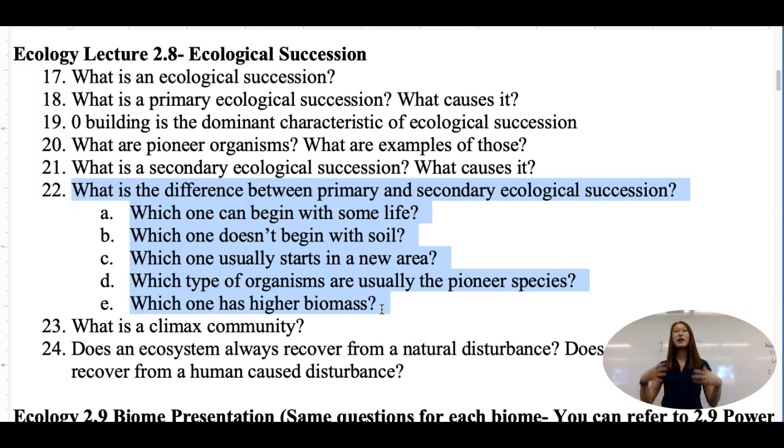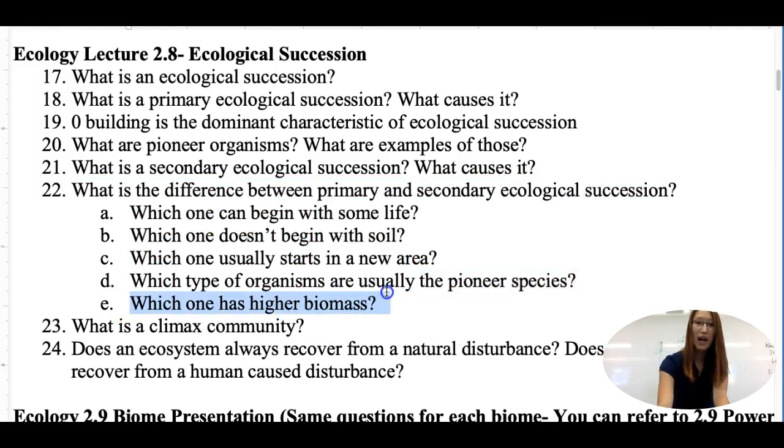And then we have the secondary ecological succession. The pioneer species could be some grass, some small shrubs, certain trees if you have the roots already in the ground and it's not dead, right? That's great. And the last one, which one has a higher biomass, that should also be secondary. For 24, the first part of the question should be yes, and the second part of the question should be no.